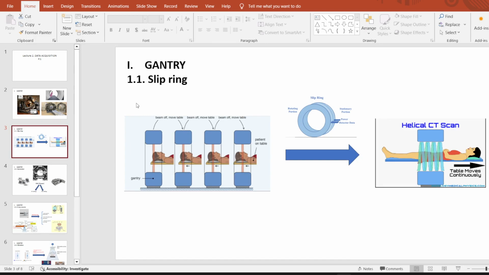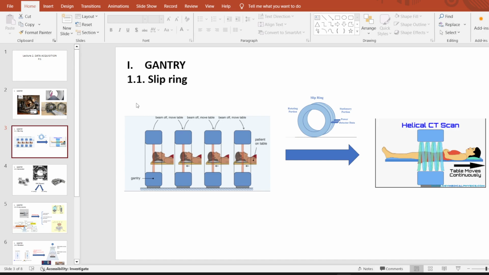The first thing we want to talk about is the gantry. The next thing is the slip ring. I think everybody has heard about the slip ring once, right? Can you tell me a little bit about that? Slip ring. Yes, my friend, you're right.